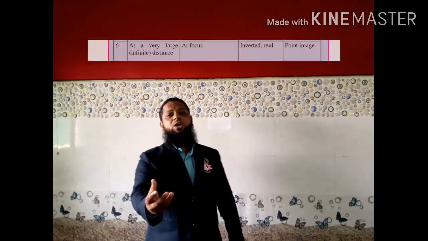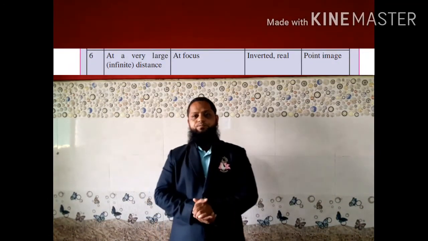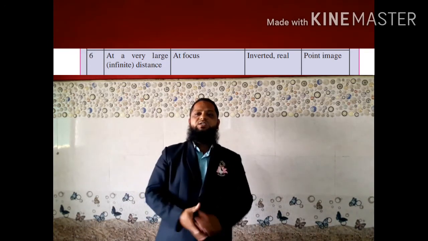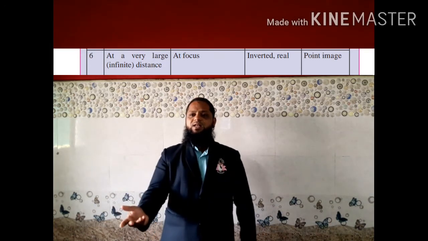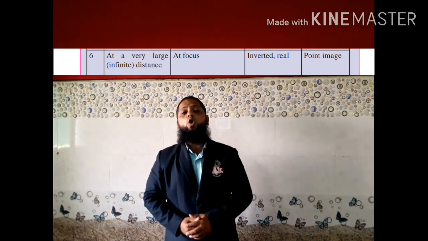If we place the object at a very large distance, then the image formation will take place at the focus. The image will be real and inverted, and the size of the image will be a point image. So this is all about the image formation by the concave mirror at different positions.